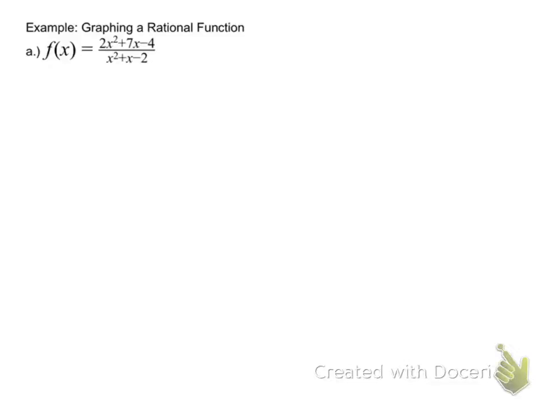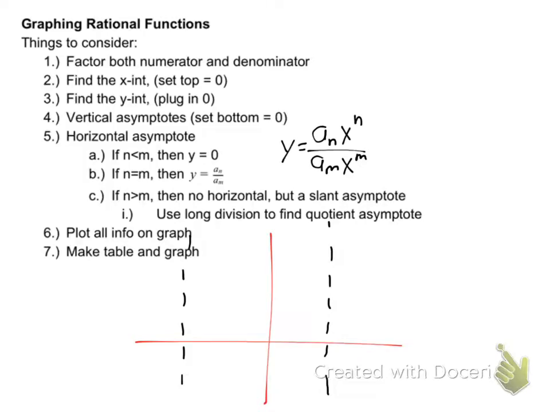3.6, this is day 2. We need to graph this. So you need to go through that checklist, which is actually on this page. Go through the checklist of setting the top equal to 0, factoring everything, number 1. But setting the top equal to 0, the bottom equal to 0, plugging 0 in, finding a horizontal asymptote, plotting all the information, and then making tables or T-charts, one for each side of any vertical asymptote that you have.